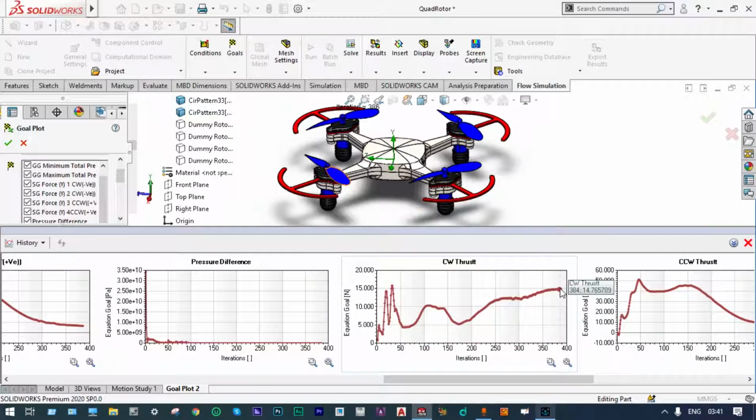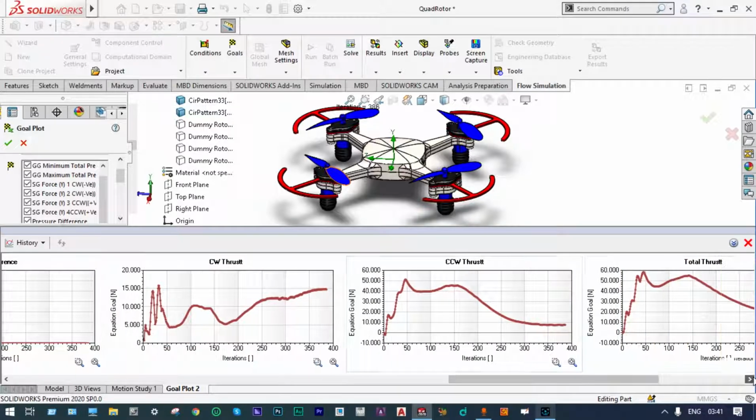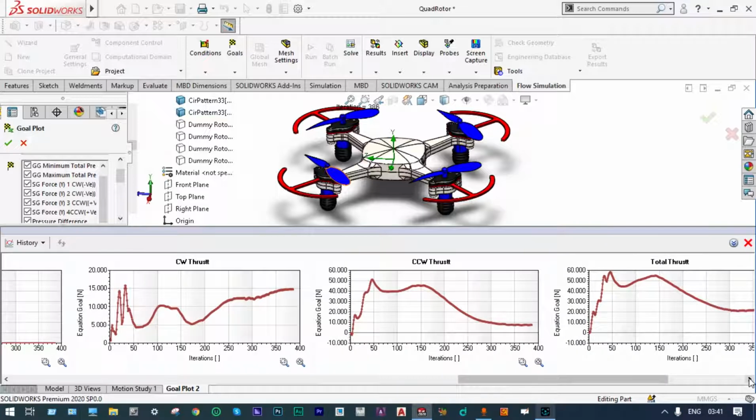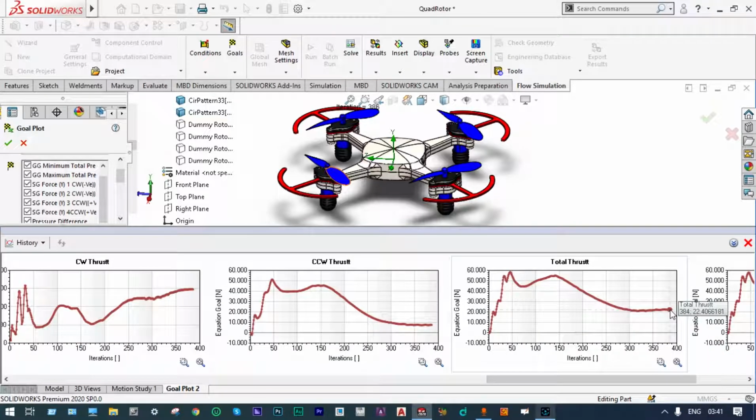Similarly, after 384 numbers of iterations, total clockwise thrust or negative thrust equal to 14.76 Newton, and counterclockwise thrust, that is positive thrust, you can see here it is 7.64 Newton. Now next one, we can have a total thrust. It is the addition of clockwise and counterclockwise thrust. Total thrust equal to 22.40 Newton, which is more than the weight of this quad rotor.